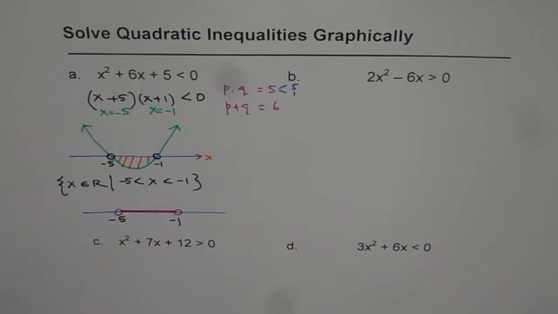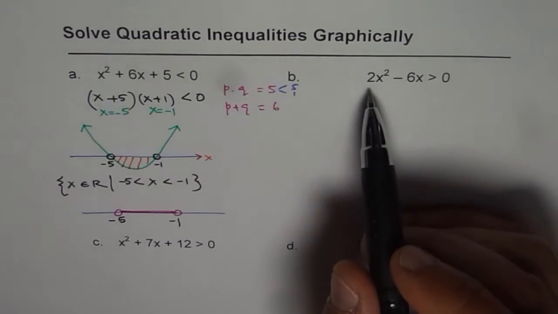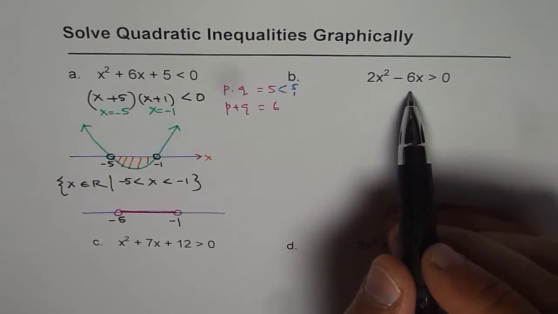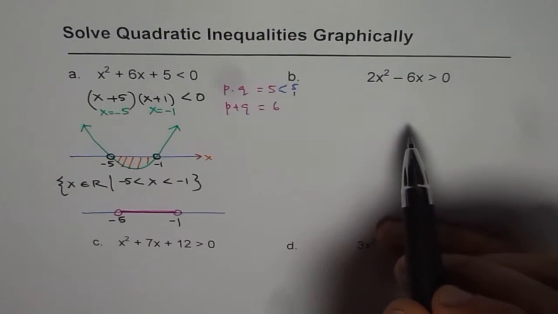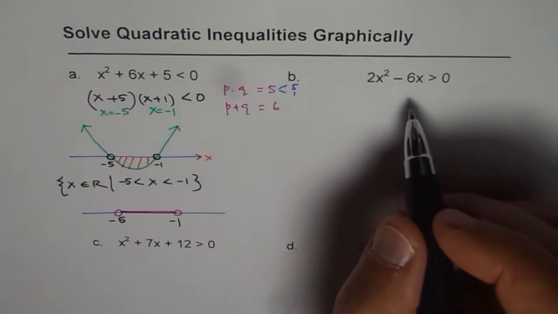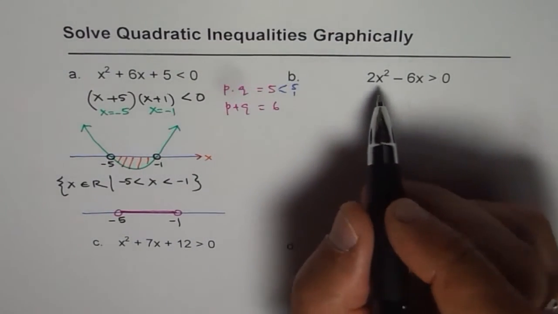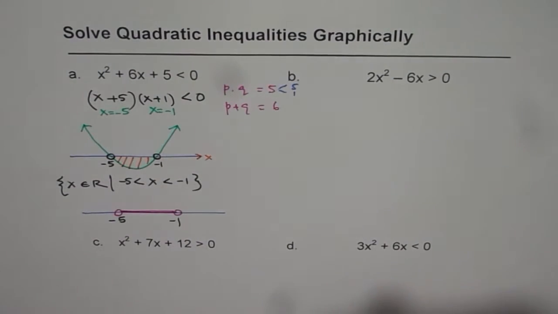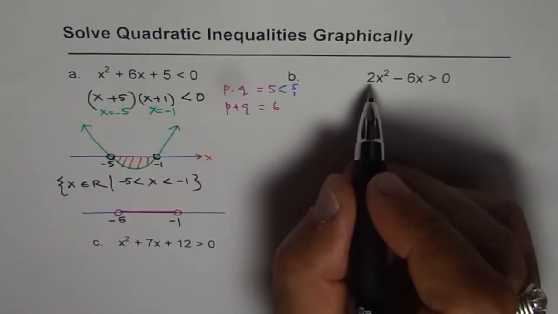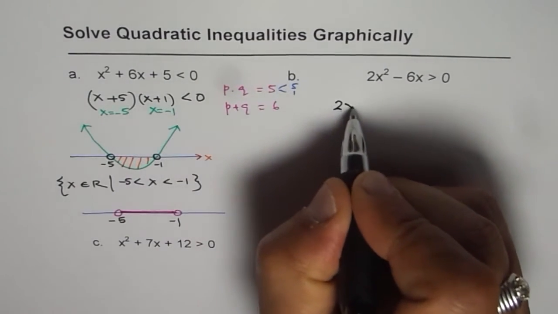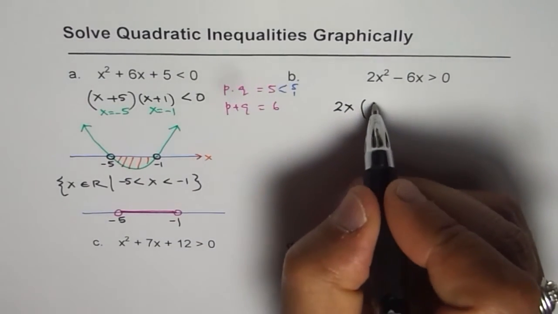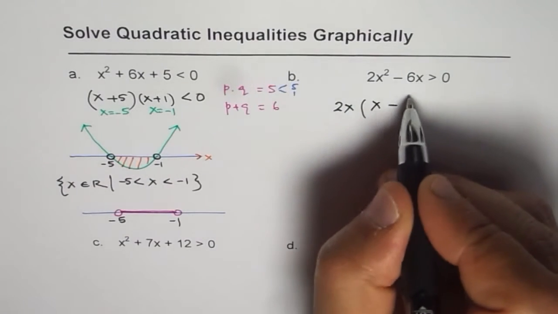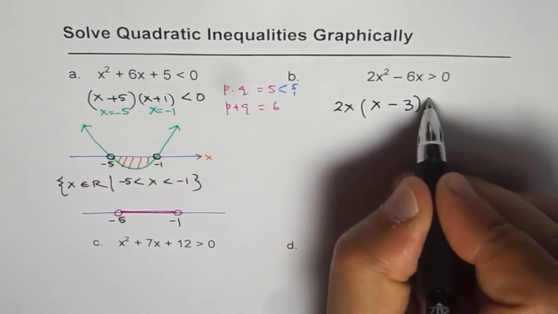Now let's do part B. In part B we have two terms, 2x squared minus 6x, and that has to be greater than 0. Now greater than 0, so let's find zeros first. We can find zeros by factoring. So let's factor. Well, in case it is difficult to factor, you have to use quadratic formula, and then you know where the zeros are, right? So in this case 2x is a common factor, so I'm writing 2x, and we can write x minus 6 divided by 2 is 3, greater than 0, right?